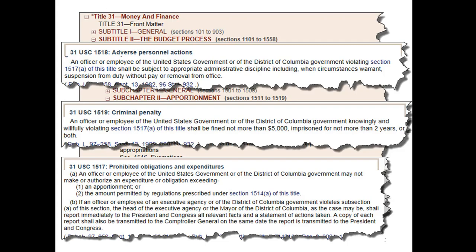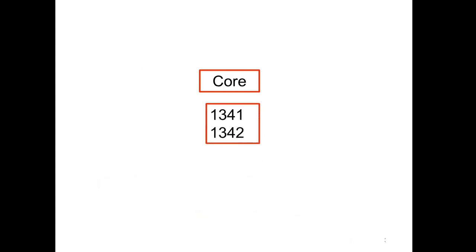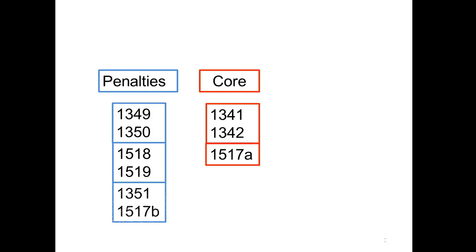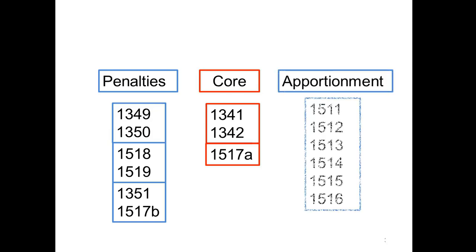So, let's map this out. Sections 1341 and 1342 and 1517A are the three sections that are the core of the Anti-Deficiency Act. Violations of these three sections are subject to the penalties in Sections 1349 and 1350, 1518 and 1519, as well as the reporting requirements of Section 1351 and 1517B. The remaining sections apply to the apportionment process: what has to be apportioned, who does it, when, and what systems are required to control amounts apportioned. So, this is a concise map of the sections of the Anti-Deficiency Act in Title 31.